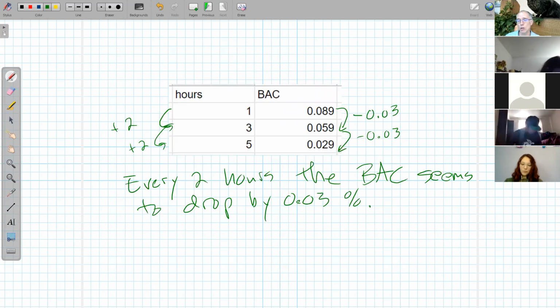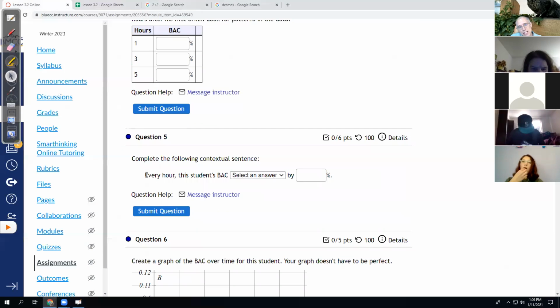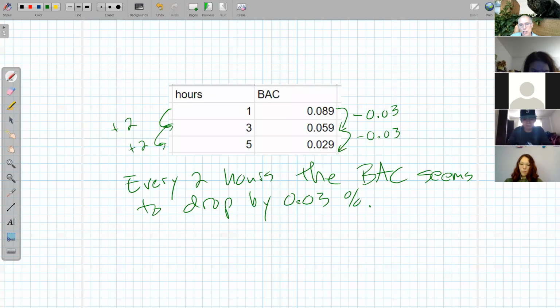Now, but looking back at the question I'm asked next, the question says every hour, not every 2 hours, every hour. So now I got to rethink that change I saw on the table. Well, if it drops by 0.03 every 2 hours, I should be able to reduce that. So I want to take that 0.03% over 2 hours, there we go. And I want to divide the 2 into the numerator. So I want to know what is 0.03 divided by 2.